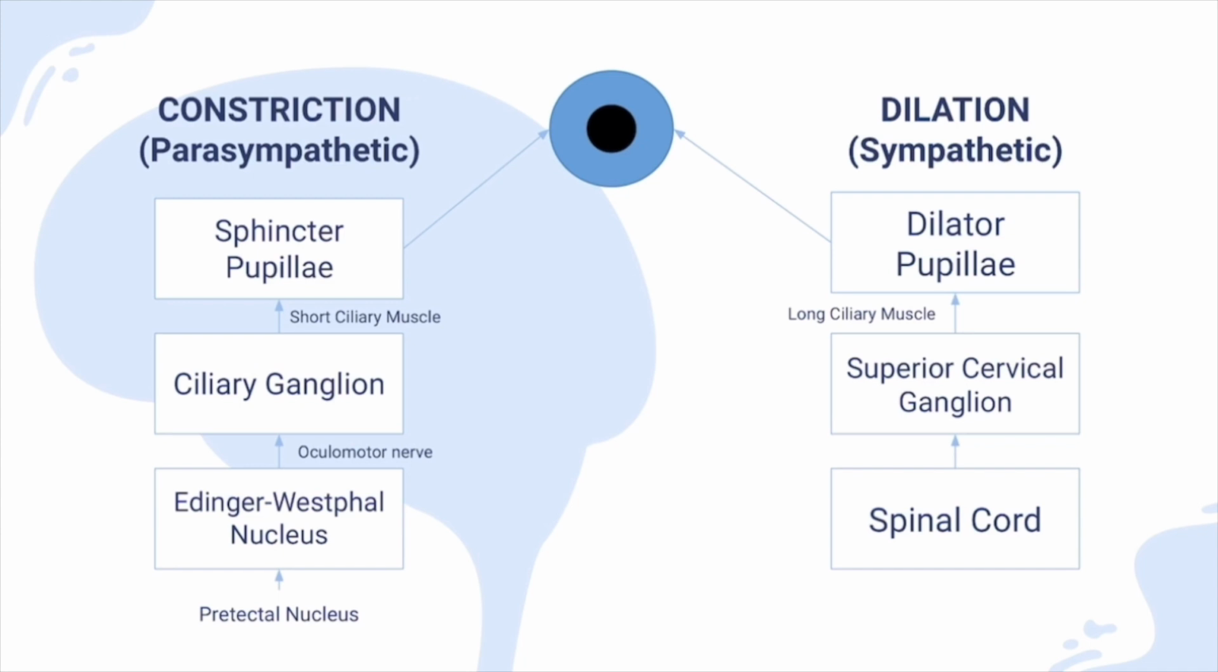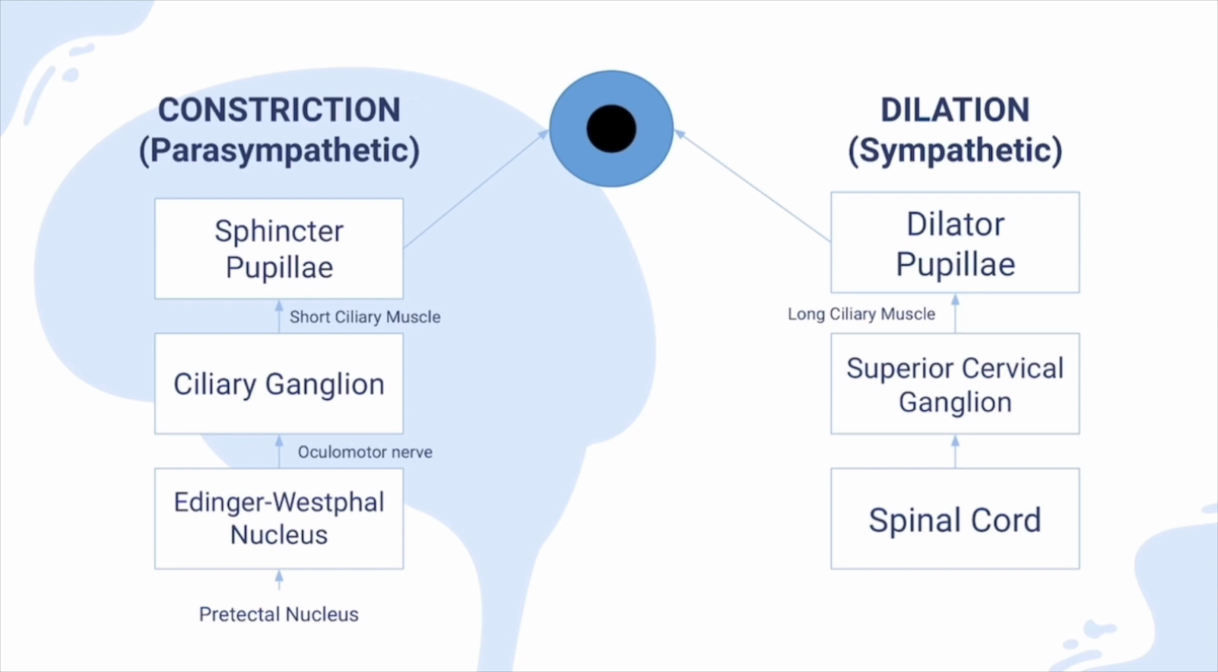It all begins at the Edinger-Westphal nucleus when it is stimulated by the pretectal nuclei. Then the Edinger-Westphal nuclei generate action potentials through the cranial nerve 3 nerve fibers and ultimately synapse at the ciliary ganglion, thus constricting the pupils.